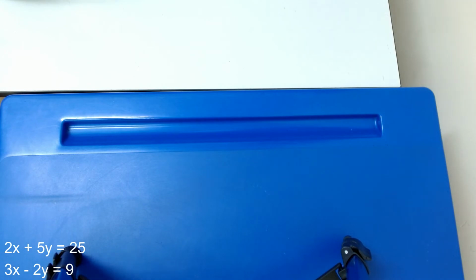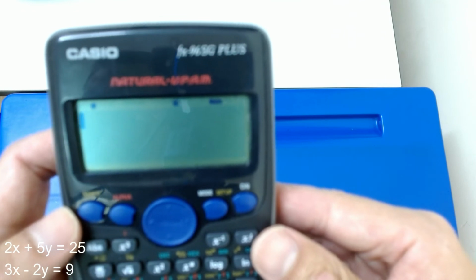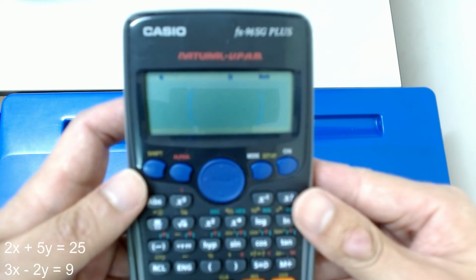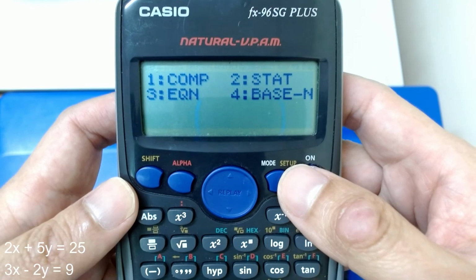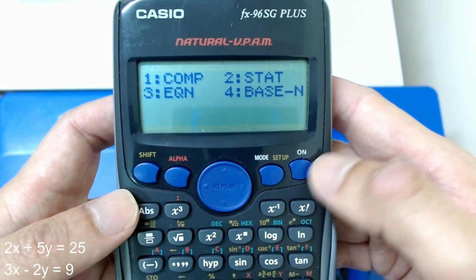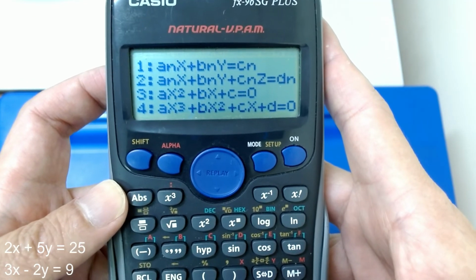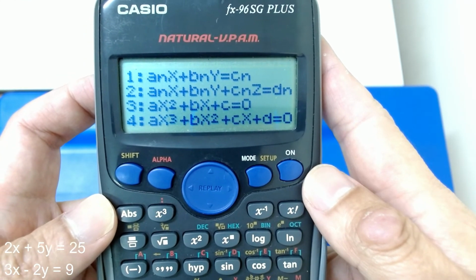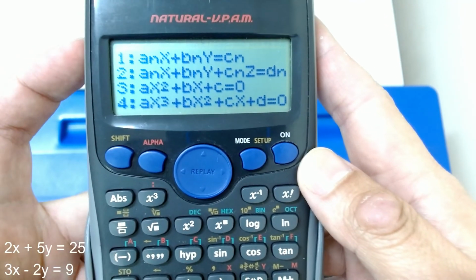Okay, now I'm going to show you with a Casio calculator. So this model is FX96SG Plus model. Okay, so let's see if we can focus this. Now you go to the mode function here. Then you can see that there's an equation, right? So we go to number 3, which is the equation. Now you're going to have 4 options here. So to solve for simultaneous equation in O levels, for E-math, we'll be using the first option. So you press the first one.